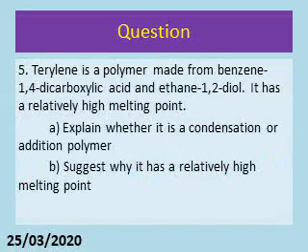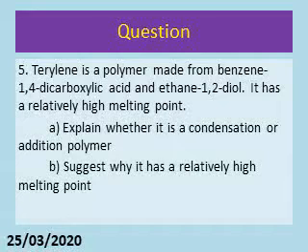Okay, final question of the day. Terylene is a polymer made from benzene 1,4-dicarboxylic acid and ethane 1,2-diol. It has a relatively high melting point. Now, I bet that you just heard that and you were like, what on earth is benzene 1,4-dicarboxylic acid? What on earth is ethane 1,2-diol? And that is probably what the examiner is thinking that a lot of people will respond like.